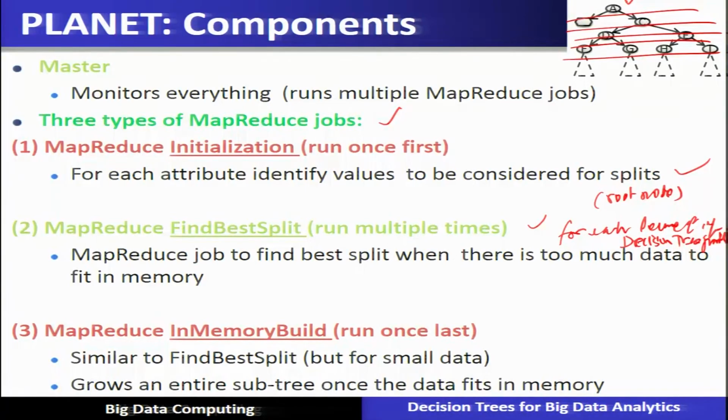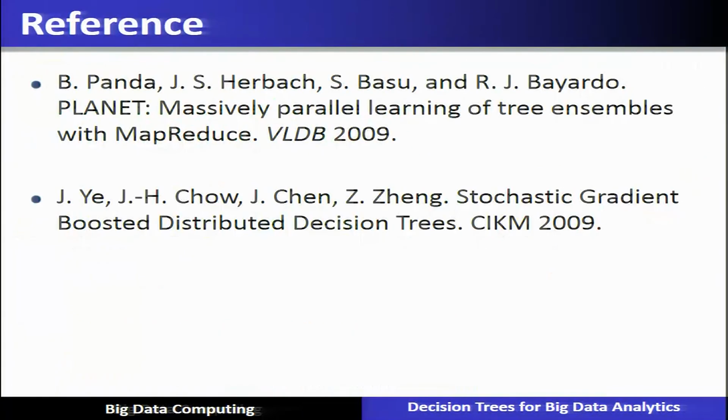Similar to finding the best split for small data, it will grow an entire subtree once the data fits in the memory. So these are three different MapReduce jobs: one is for the root node, that is the initialization; the second one is the level-wise splitting of the nodes and growing the decision tree; and finally it has to take these subtrees which are in memory and build them during each run. So it will be done once. These are the references for this discussion which we have just seen.